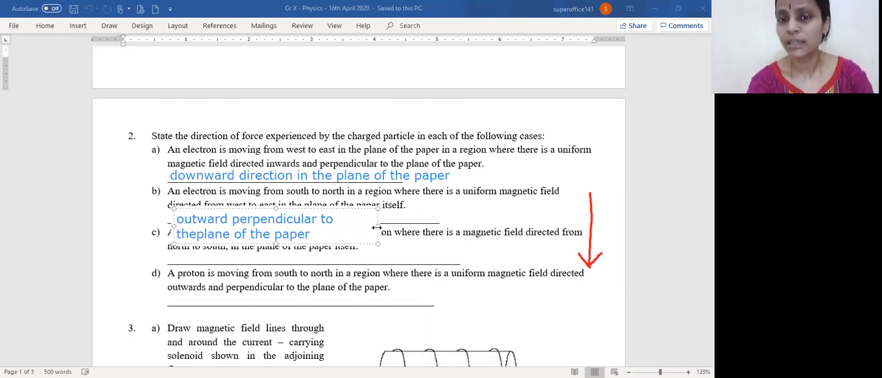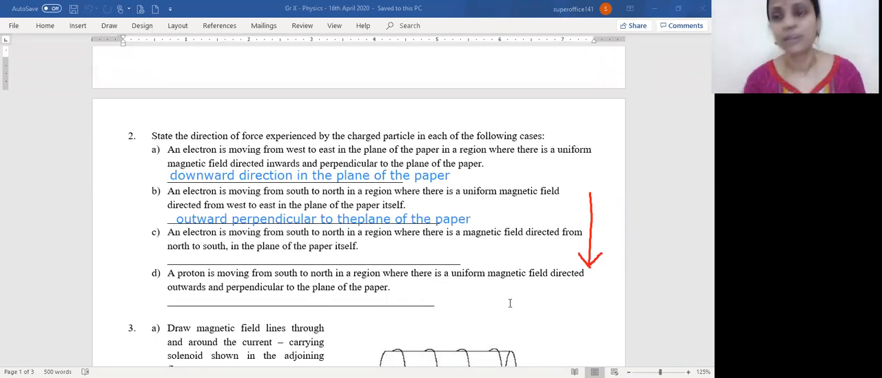Hope you are understanding, children, because here field is in the plane, so force is perpendicular. In the previous question, field was perpendicular to the plane of the paper, so force is in the plane of the paper. Get that very clearly. This is a small tip that you can remember and you will not make an error. And remember, you are to state whether it is in the plane or perpendicular to the plane of the paper.